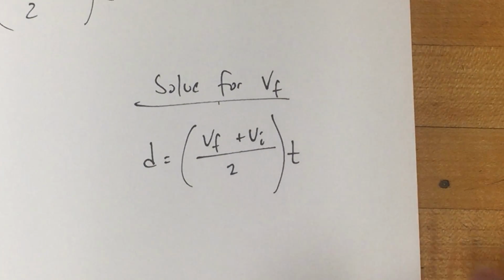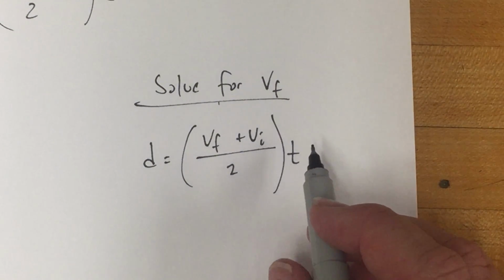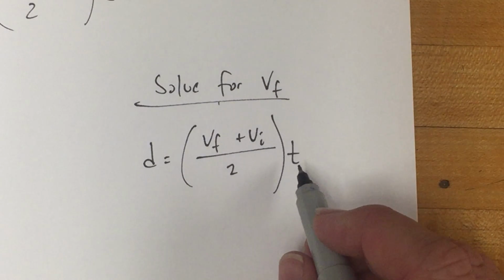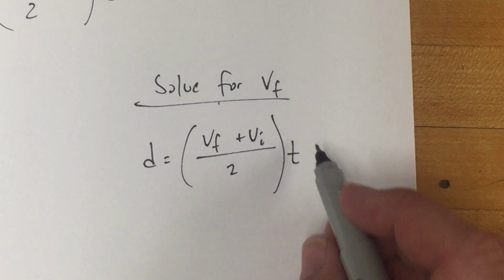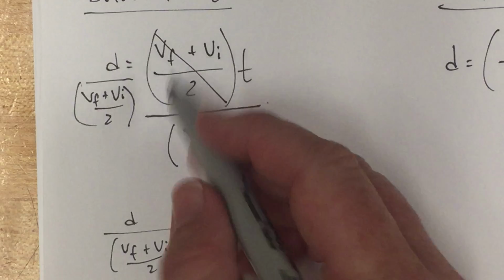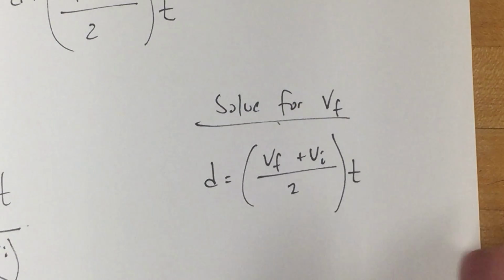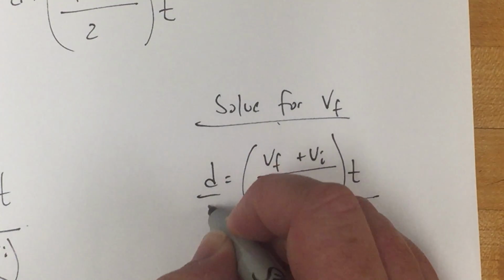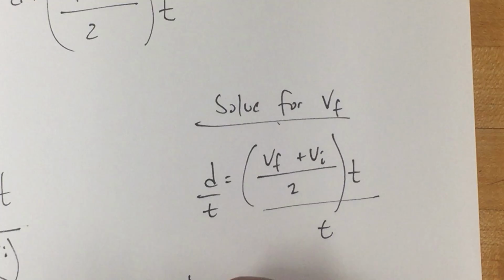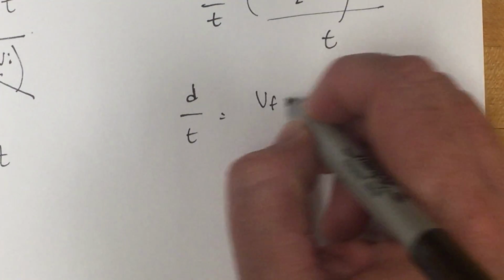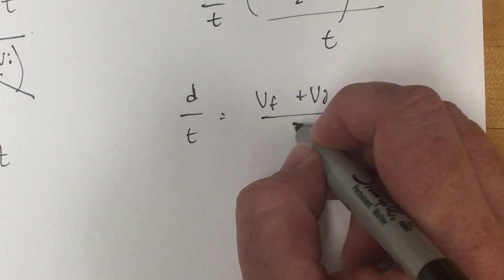Another one you might need to solve for is vf. That gets a little bit goofier. The first thing we need to do in this one is to divide by t. Last one over here we divided by everything else, but we want to get the vf by itself. So the first thing we'll do is divide by t. So I have d divided by t gives us vf plus vi over 2.